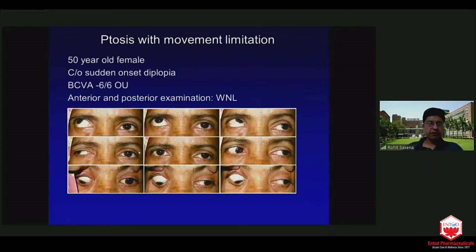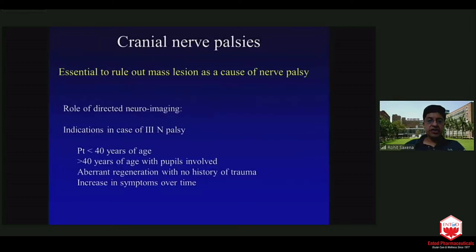We have another ptosis with movement limitation, a 50-year-old female with sudden onset diplopia, vision good in both eyes. So you just have ptosis with ocular motility limitation, with pupil involvement. So this was a left pupil-involving third nerve palsy. Now, a mononeuropathy is what we are looking at. It's essential to rule out a mass or a space-occupying lesion in these conditions, especially cranial nerve palsies.